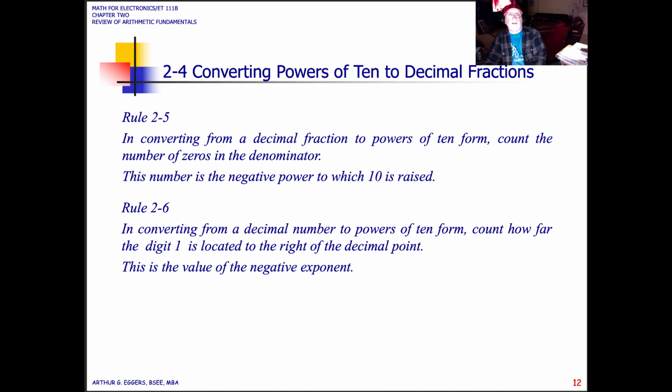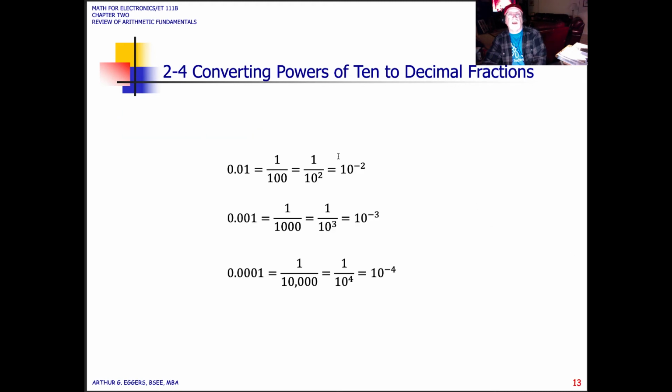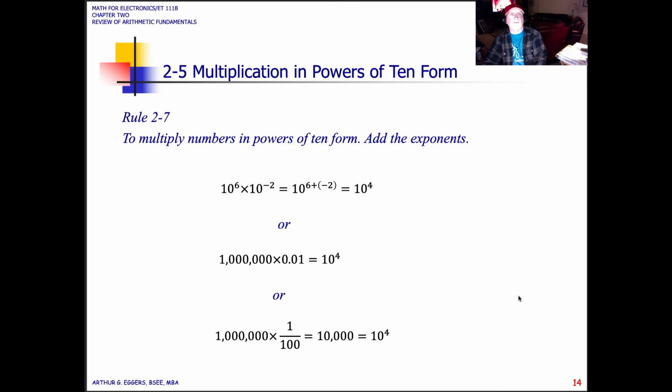Rule 2.6, in converting from a decimal number to powers of 10, count how far the digit is located to the right of the decimal point. So again, we can see here, now we're going in the opposite direction. 2 places gives us 1/100th, which is 2 places here, 10 squared, or 10 to the minus 2. Notice when we moved 10 squared out of the denominator and into the numerator, we merely changed the sign. So the same thing applies for the other 2 examples.